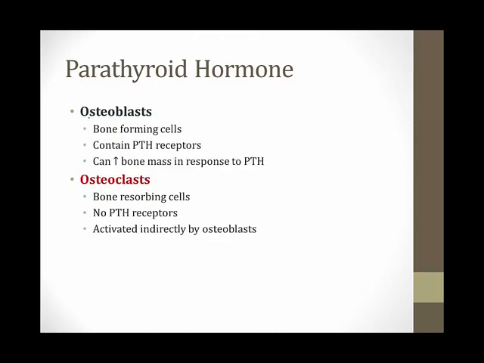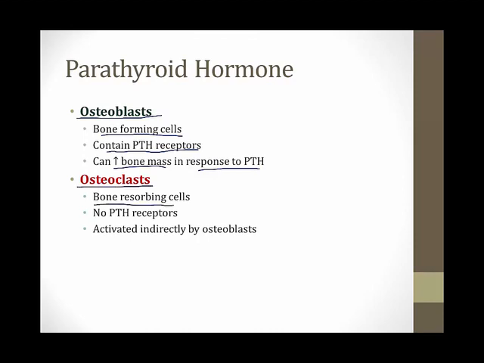To understand how parathyroid hormone works on bones, we need to review the types of cells found in bones. The first cell type are the osteoblasts. These are bone-forming cells, and they contain parathyroid hormone receptors, and they can increase bone mass in response to stimulation from parathyroid hormone. The other important cell type found in bones are the osteoclasts.